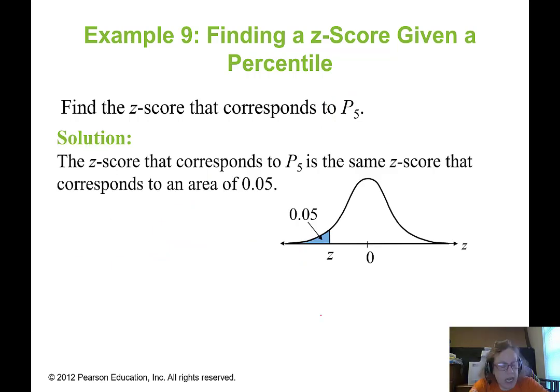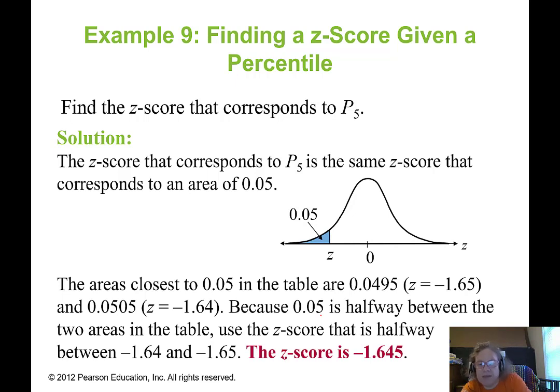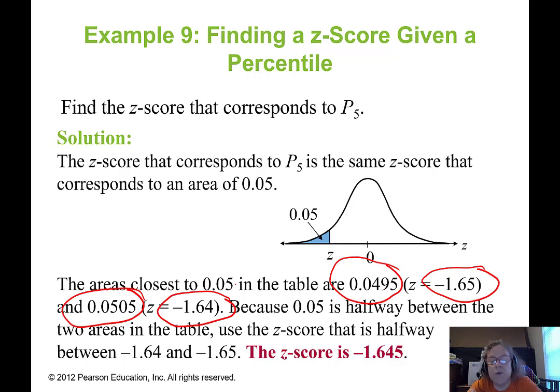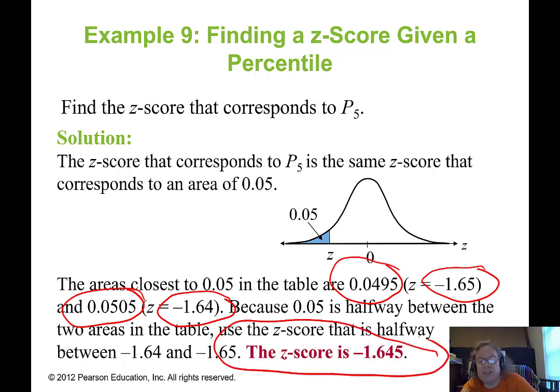All right, so we're going to have to look at our standard normal table, and what we're going to discover is that in the table what we have is 0.0495 and 0.0505, so somewhere between a z of negative 1.65 and a z of negative 1.64 is the value we're looking for. And actually, I happen to know that the z-score is exactly between those two numbers, and the z-score of interest is negative 1.645.